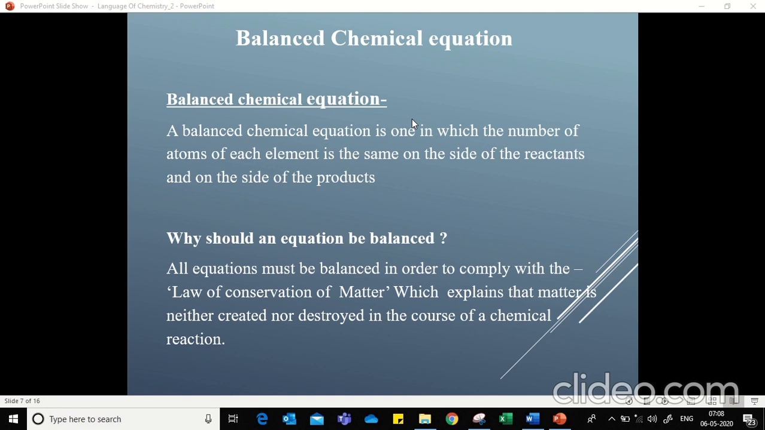Now why should an equation be balanced? An equation should be balanced in order to follow the law of conservation of matter. We state that matter is neither created nor destroyed in the course of a chemical reaction. It just changes from one form to another form. Now let us see the upcoming video to understand the concept of balanced chemical equations in more detail.